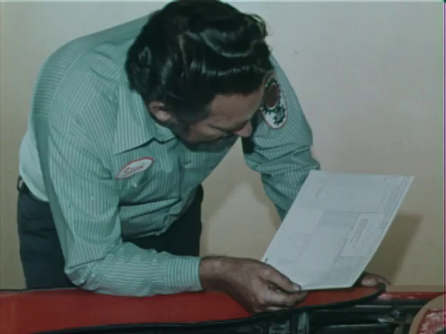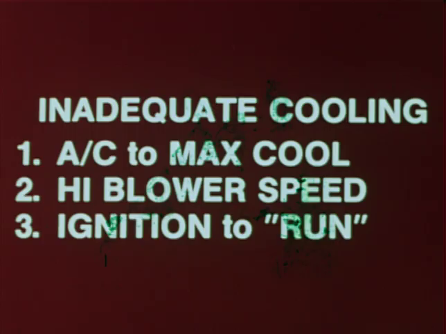Here's a 1974 Vega that does not deliver cooled air from the AC outlets. The owner stated that the system worked fine the day before, but does not function now. The first step in diagnosing a problem of inadequate or no cooling from the AC system is to verify the complaint. Position the AC controls to achieve maximum cooling with a high blower speed.